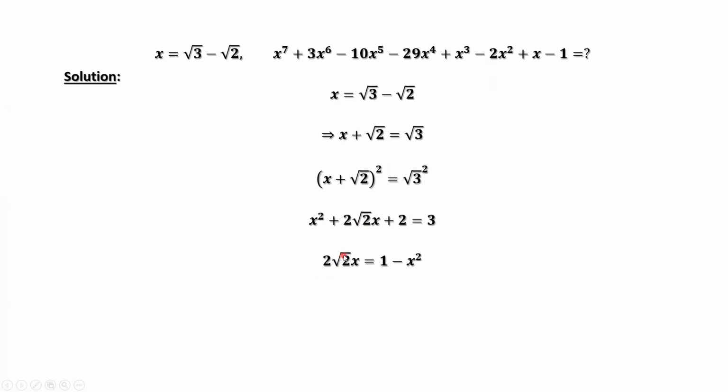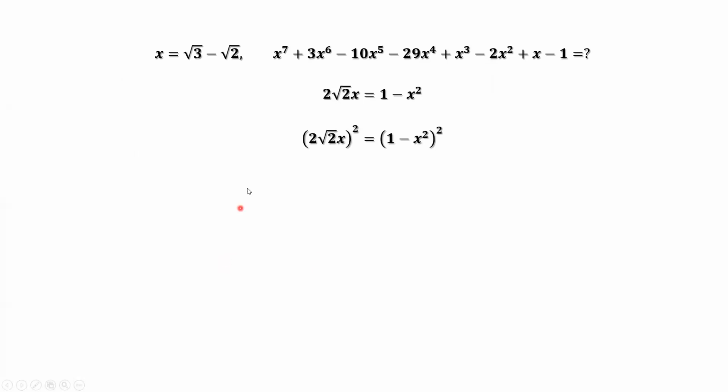We have square root here again. How to get rid of the square root sign? Square both sides again. The left-hand side is 8x squared. The right-hand side is 1 minus 2x squared plus x to the power 4. Simplify this equation, we have x to the power 4 minus 10x squared plus 1 equals 0. This is the important equation.